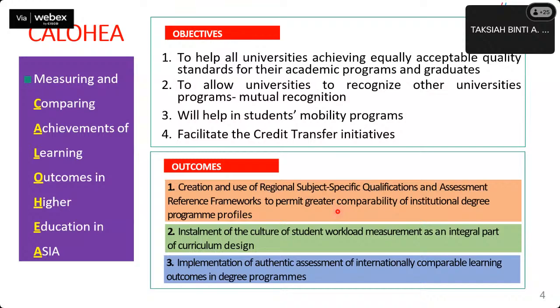Call it competency framework. Number 2, in terms of the installment of the culture of student workload measurement. This has been presented by other team members. I think this was in March, last March. And of course, the third one is the implementation of the authentic assessment, which is internationally comparable learning outcomes in degree programs.